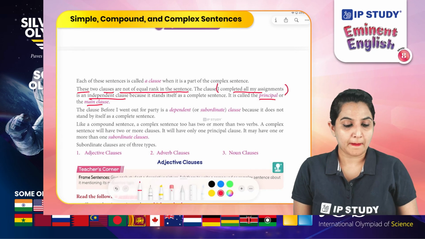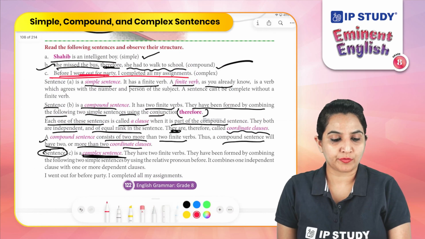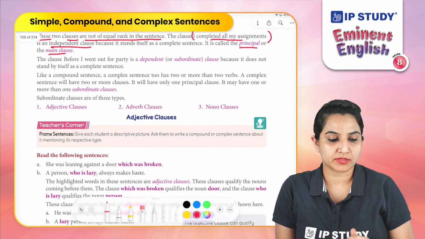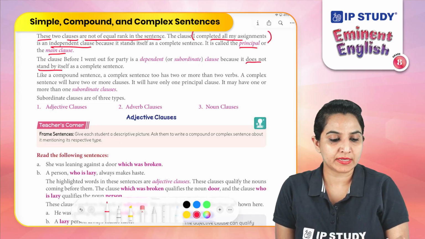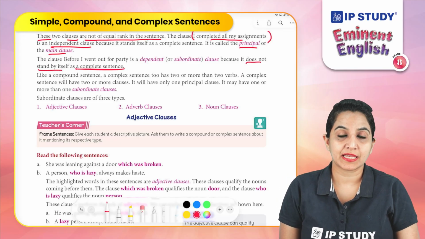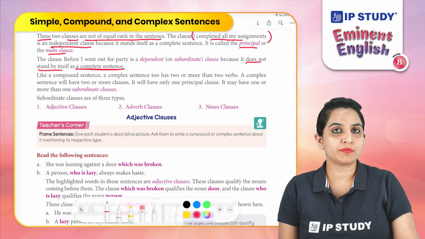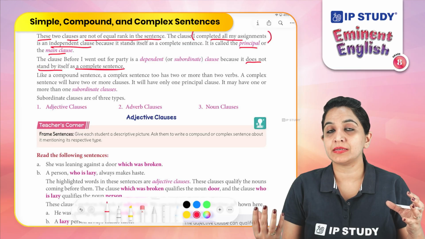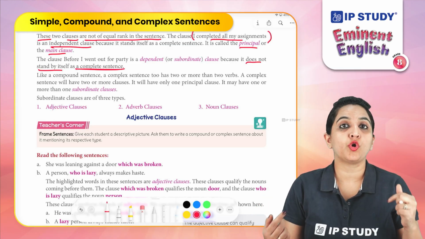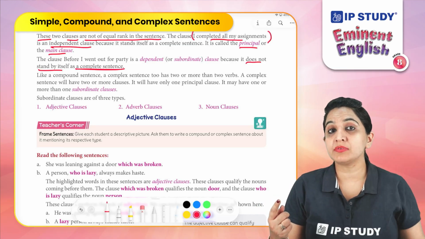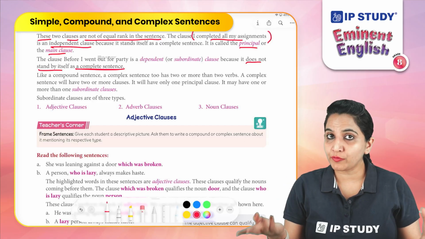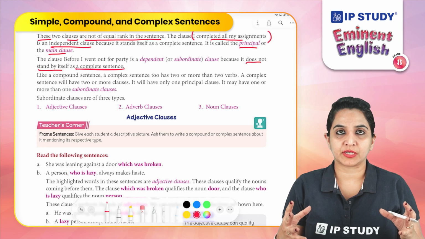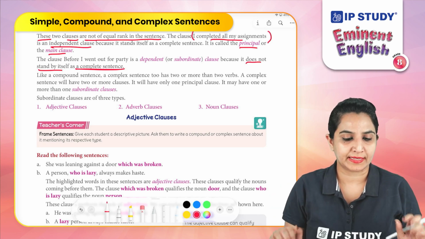But the clause "before I went out for party" is not an independent clause. It is a dependent clause because it does not stand by itself as a complete sentence. So a complex sentence is formed by having two clauses, but one is dependent and another is independent, and it may have two or more finite verbs. Whereas a compound sentence has two clauses and two finite verbs, but both are independent of each other. That means both are two simple sentences.